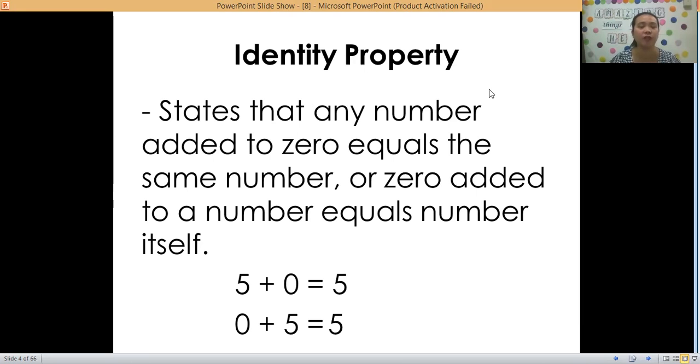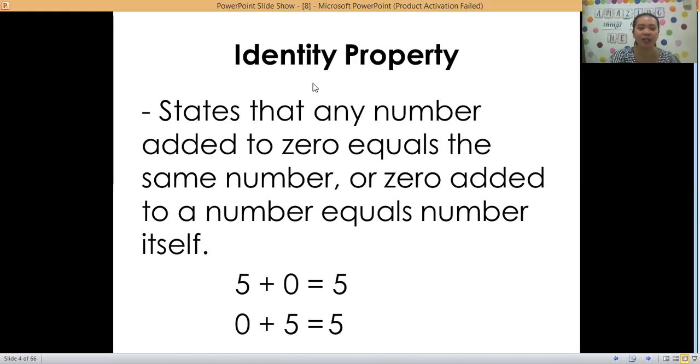So for the exam here, you're going to identify, okay? I have here the addition sentence, and you will write CP for commutative property, AP for associative property, and IP if it is the identity property.